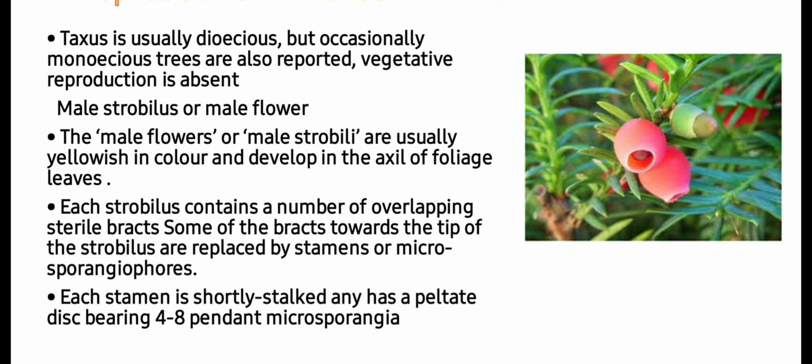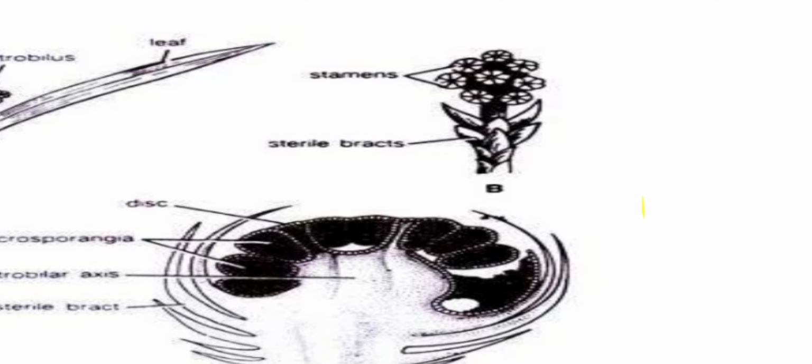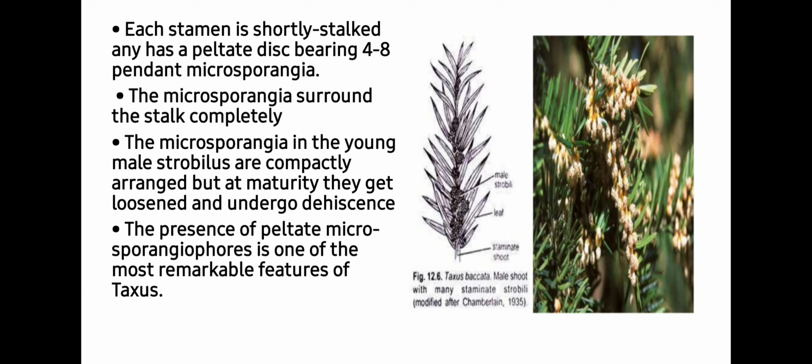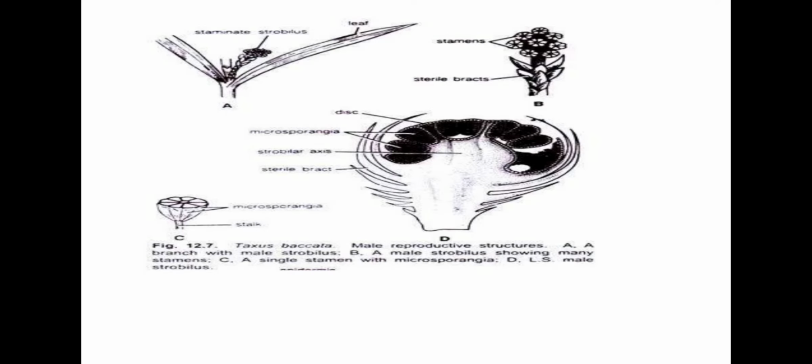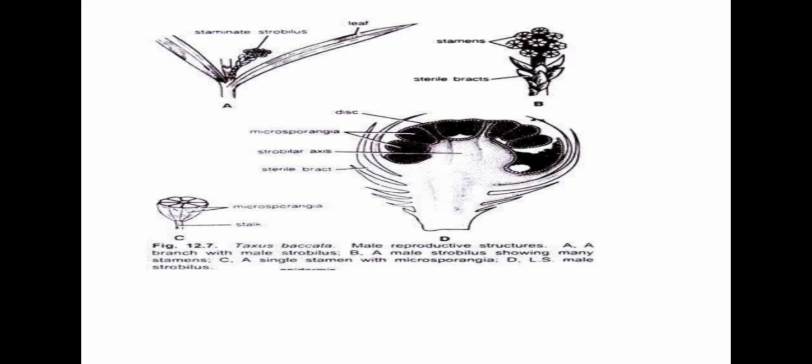Each stamen is shortly stalked and has a peltate disc bearing 4 to 8 pendant microsporangia. You can see here the peltate disc of the stamen. You can see here the peltate disc bearing 4 to 8 microsporangia.